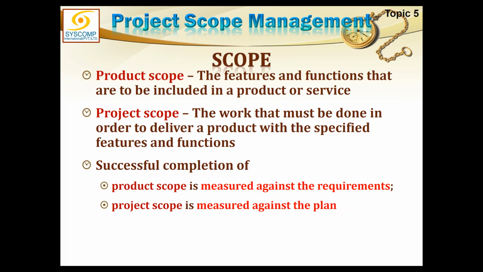Okay, once the product scope is established and agreed, then we move on to the project scope. Then we identify all the work which is required to be done to deliver the product according to those features and functions described in product scope. You see, they're very similar, but at the same time, product scope is not dealing with how to do it.